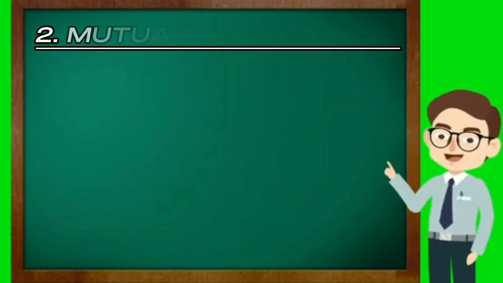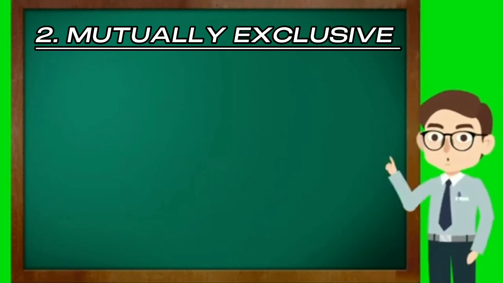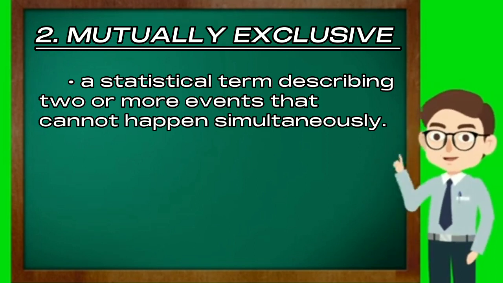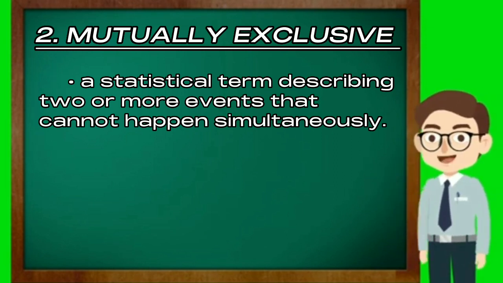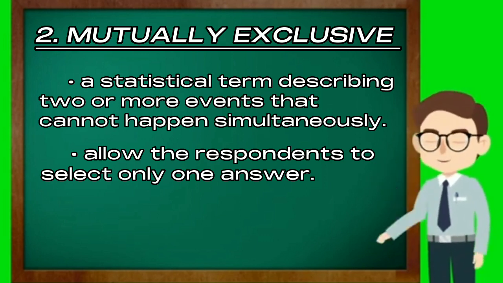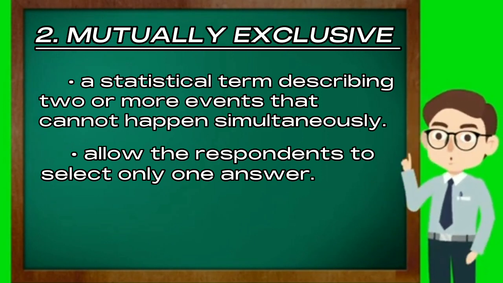So, let us proceed to our next topic, which is the mutually exclusive. Mutually exclusive is a statistical term describing two or more events that cannot happen simultaneously. It is commonly used to describe a situation where the occurrence of one outcome supersedes the other. While in research, mutually exclusive answers allow the respondents to select only one answer, meaning that if one answer is selected, then the other possible responses are eliminated.